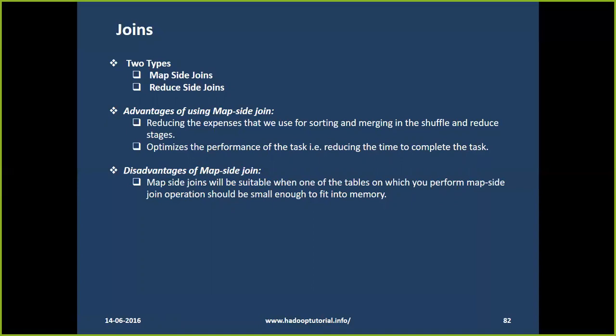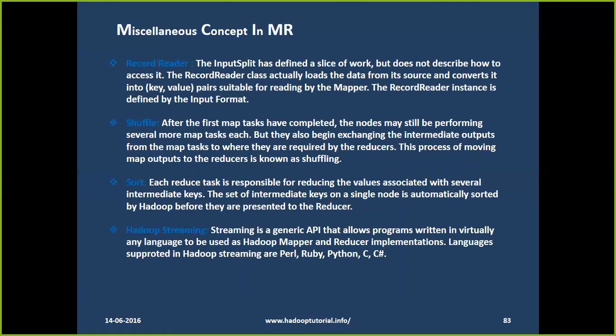So now you should note down that map side joins perform faster than reduce side joins. This is the statement that I want to feed into your brains for now. And miscellaneous concepts we already talked about, I think. A record reader, shuffle, sort, and all these things.